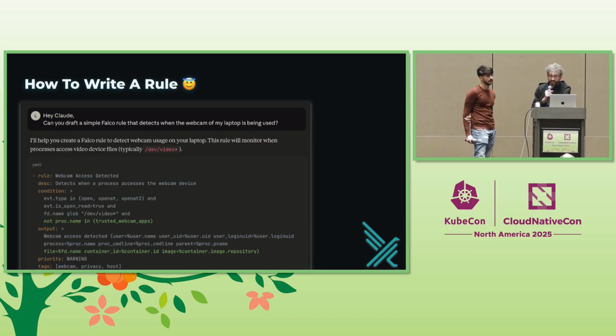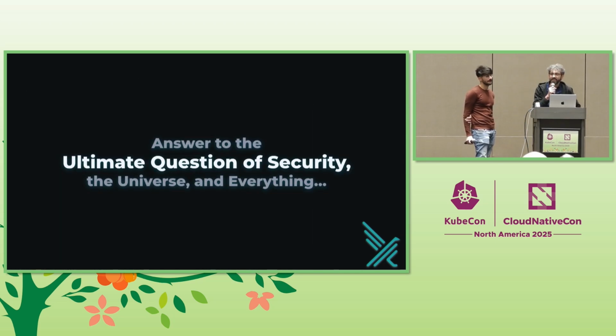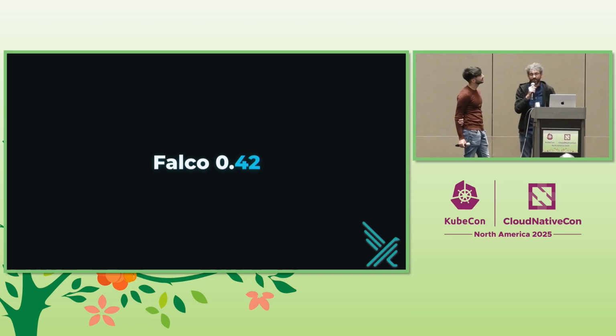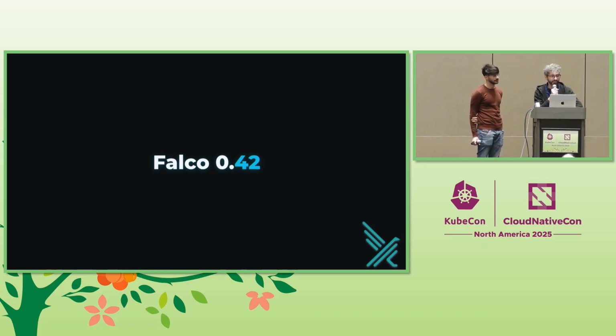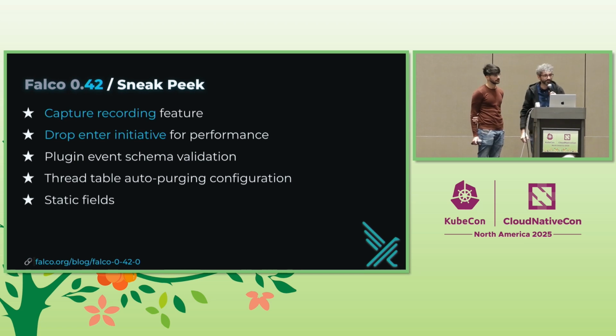Okay. At this point, I started enjoying asking questions to AI. And so I asked AI to answer the ultimate question of Falco, of security, the universe and everything. Does anybody know the answer? The answer is Falco 0.42, the latest version of Falco that we released in October. So let's see what we released in this version.